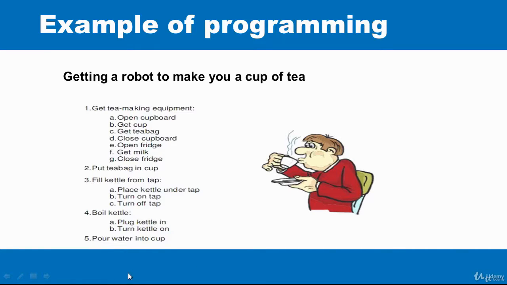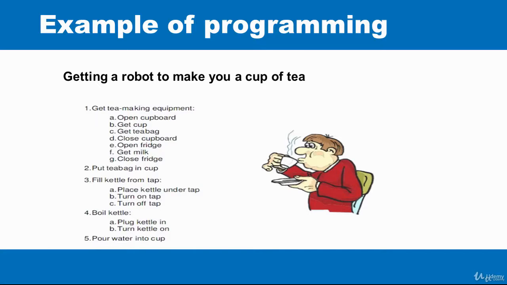So if any of this step is reversed, for example, if you boil the kettle first and then later do the other steps, then by the time you get to it, the cup of tea might be cold. So it's very important that when you provide instructions to the computer, they are clear, they are precise for the computer to follow.